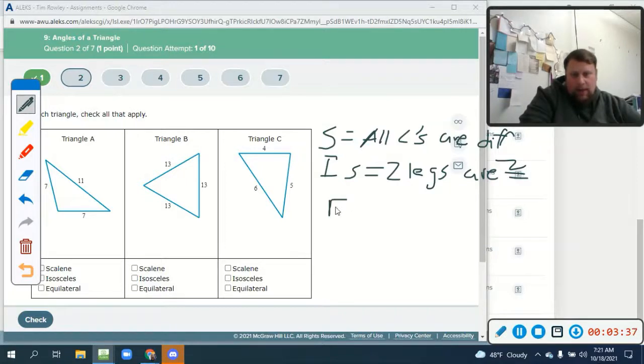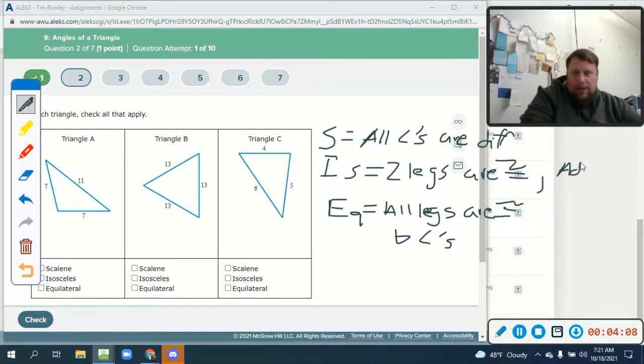And last, we have equilateral. And for an equilateral triangle, all legs are congruent, as well as their angles, by the way. So all legs and angles are congruent. I'm going to put and angles. That'll matter at a later question. And for isosceles, the adjacent angles are congruent. So the angles adjacent to the congruent legs are also congruent.